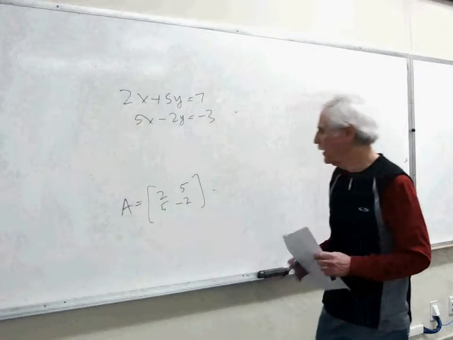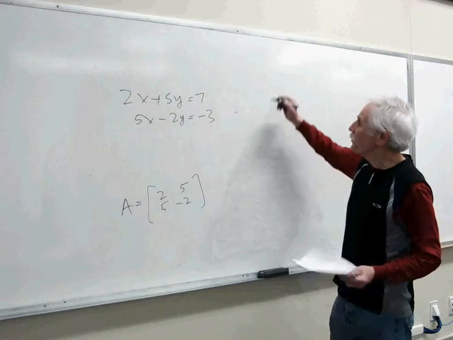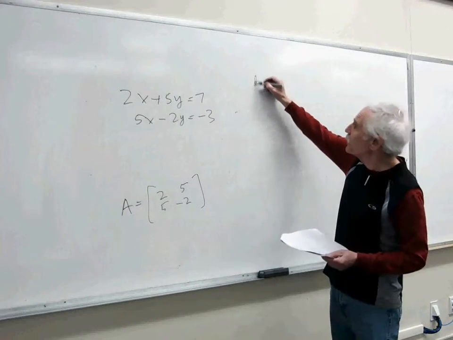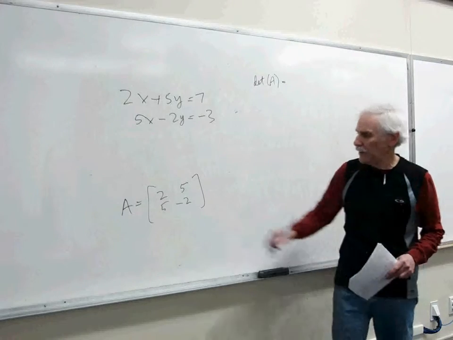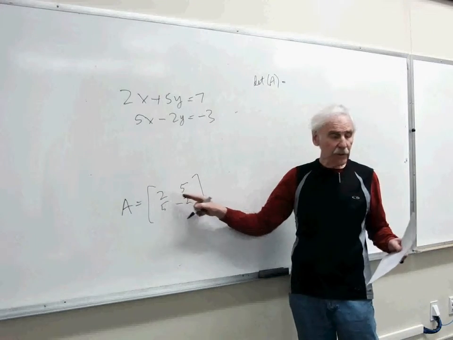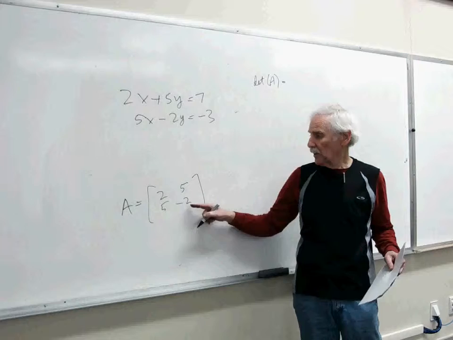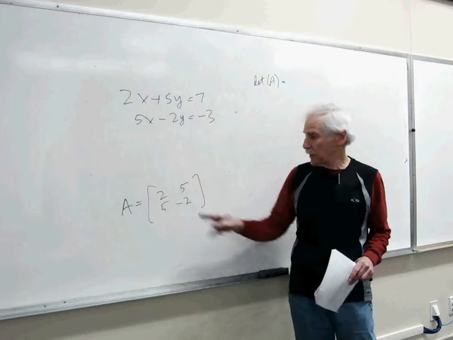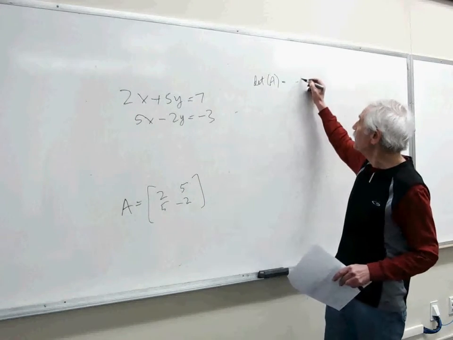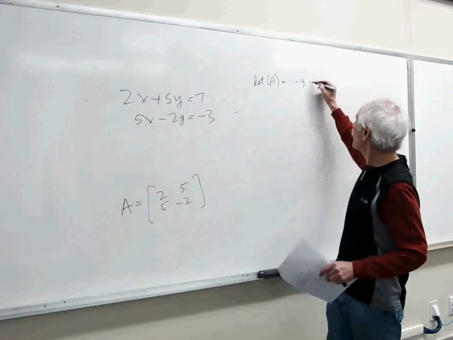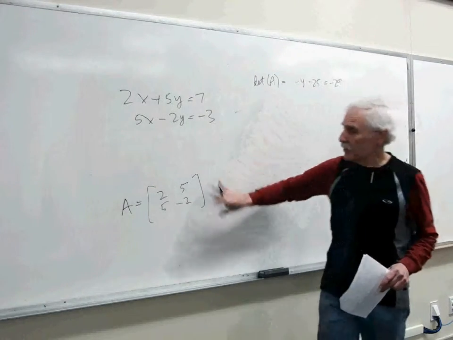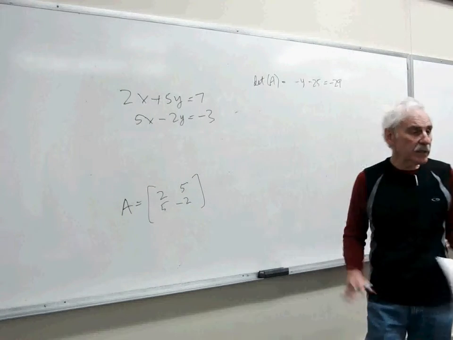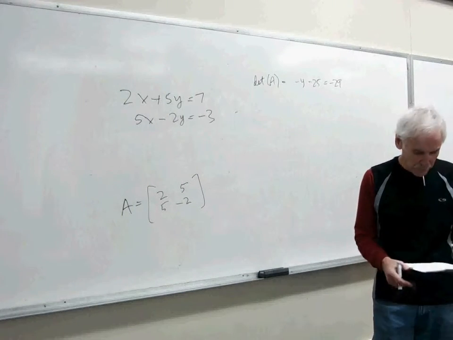The first step in Cramer's rule is to calculate the determinant of the A matrix. What is the determinant of the A matrix? It's the product of the diagonal elements minus the product of the off-diagonal elements. So that would be minus 4 and minus 25. Minus 29. So that's the determinant of the coefficient matrix. That's step 1 in Cramer's rule, always is.